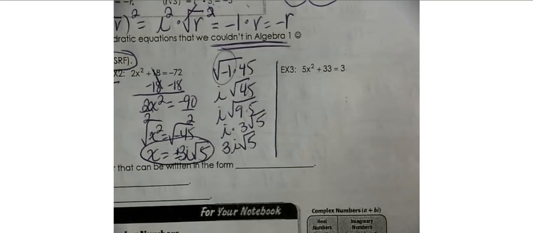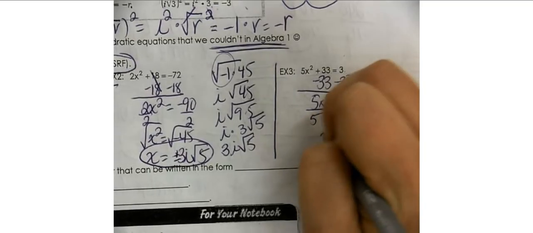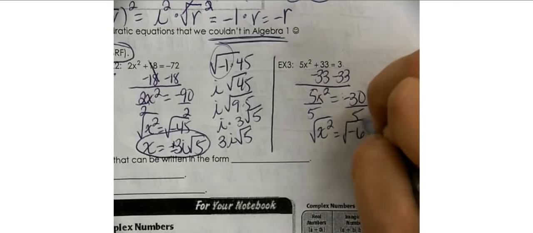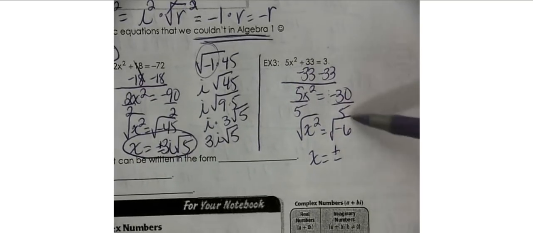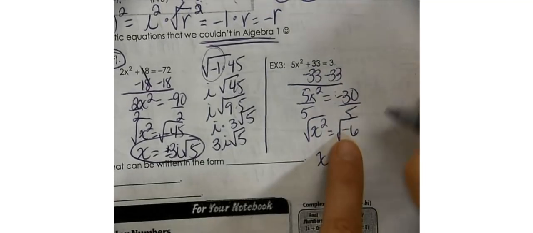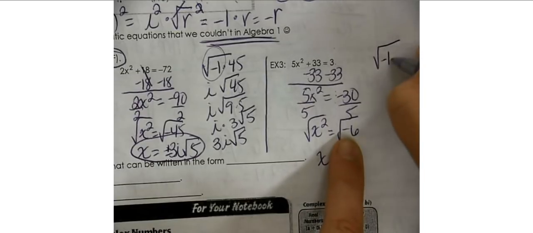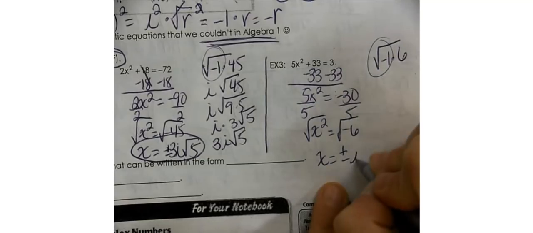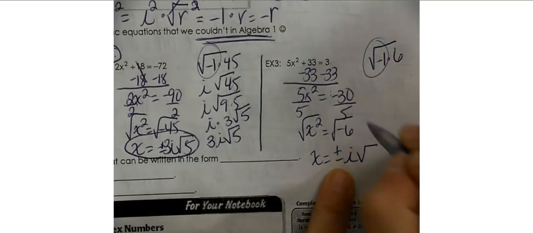Let's look at example number 3. I'm going to subtract 33 on both sides, and I end up with 5x squared is equal to -30. I'm going to divide both sides by 5, and I end up with x squared is equal to -6. I'm going to take the square root of both sides, and I end up with x is equal to plus or minus... Since 6 is not anything that we can break down, I just know that the square root of -6 is the square root of -1 times 6. And I know that the square root of -1 is i, so my answer is plus or minus i square root of 6.